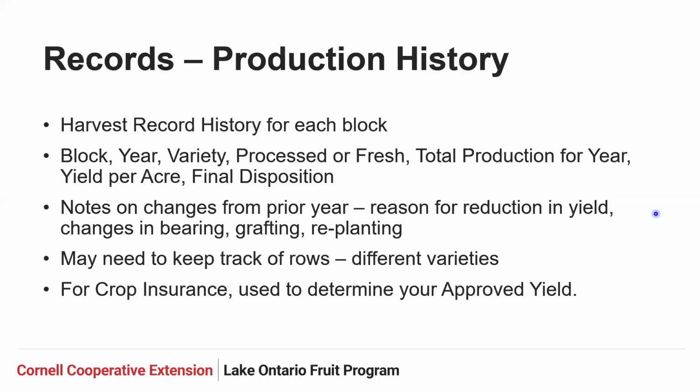Notes on changes from prior year. You could record some notes on why the yield was different from the previous year. And any other notes, whether it changed from non-bearing to bearing, or whether any other change had occurred, grafting, or so on. As before, you may need to keep track of rows if you have different varieties growing in the same block. And for crop insurance, your production history is used to determine your approved yield.